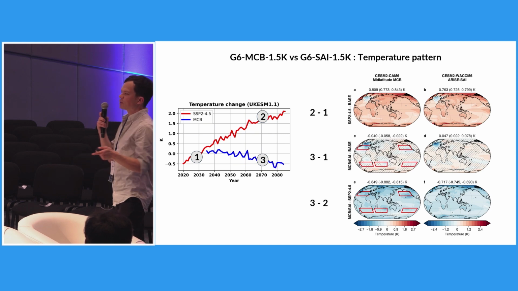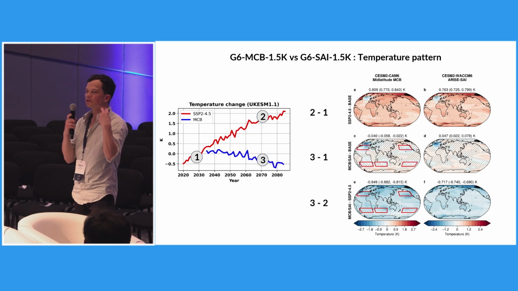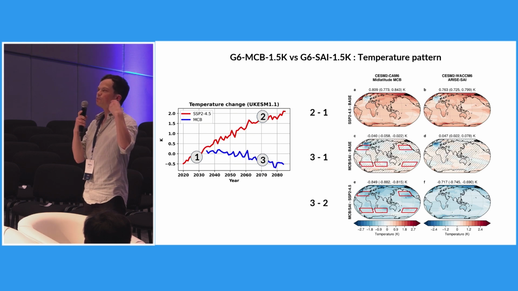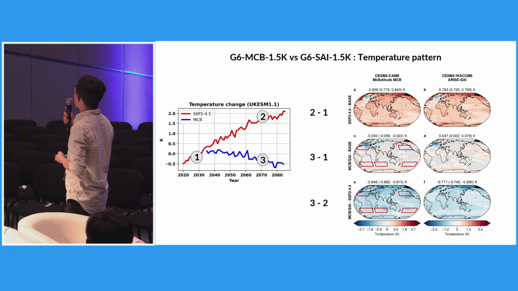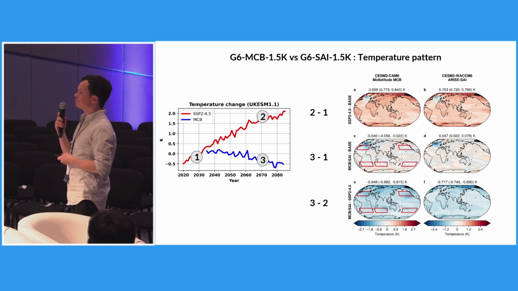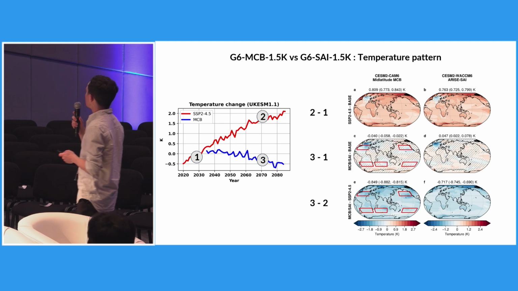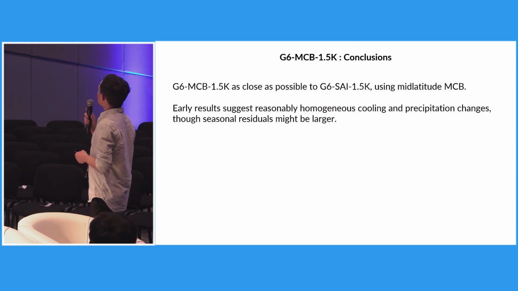I really didn't expect that, because in my head, I always thought MCB would give quite a patchy cooling pattern. But it turns out if you do it in the mid-latitudes, it's remarkably similar to SAI, which I thought was quite interesting. So yeah, conclusions.